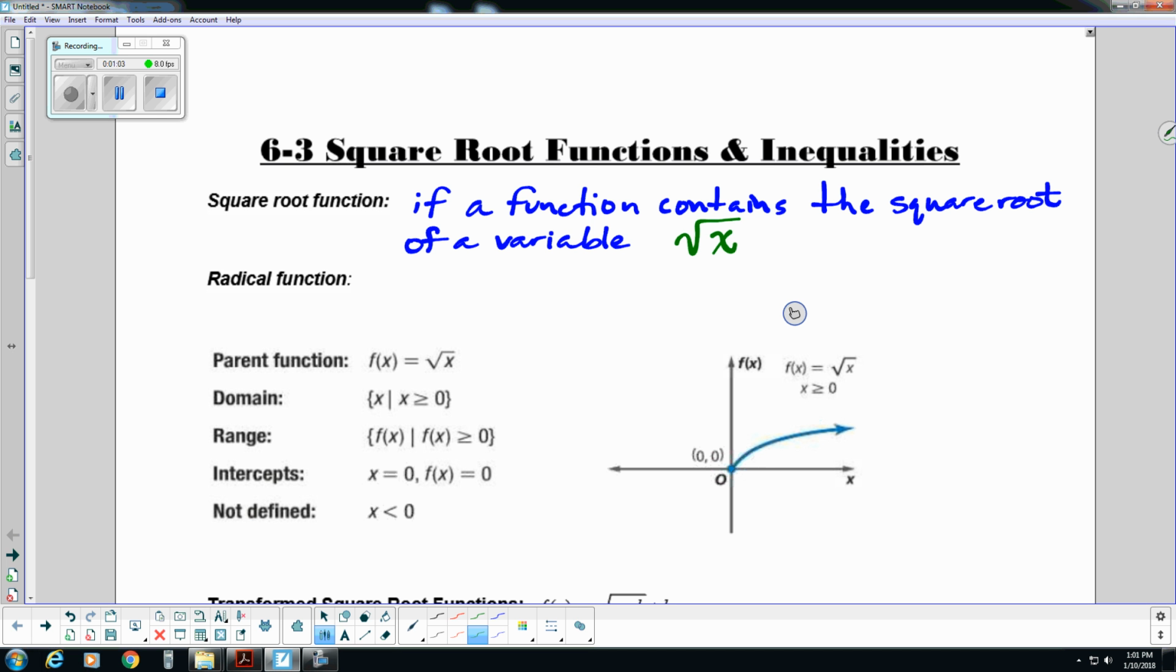Not like the square root of 4. That's the square root of an integer. It's only a square root function if it's the square root of a variable.